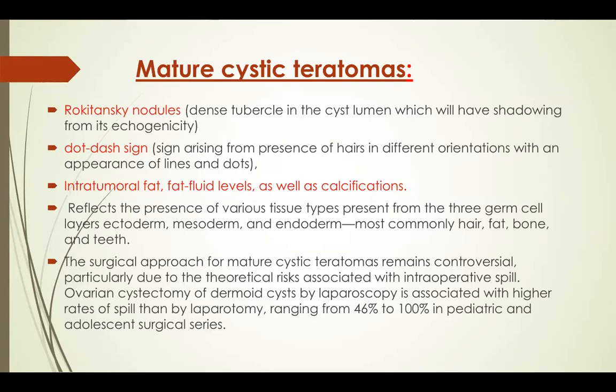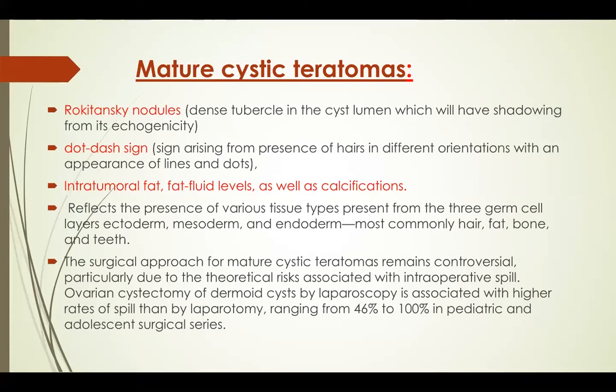How can we differentiate? There are some ultrasound characteristics. Rokitansky nodules are dense tubercles in the cyst lumen, which will have shadowing from its chronicity in the ultrasound. It's very characteristic. There is the dot-dash sign arising from the presence of hair in different orientation. Also, in the ultrasound report, you will see an intramural fat-fluid level, and some calcifications. These are reassuring that this is a mature teratoma or dermoid cyst.